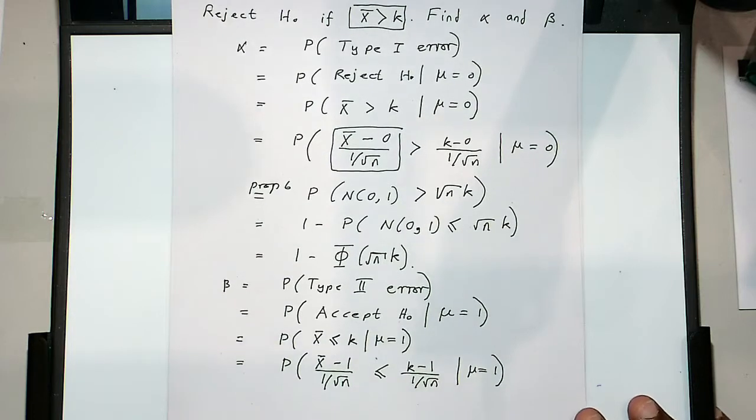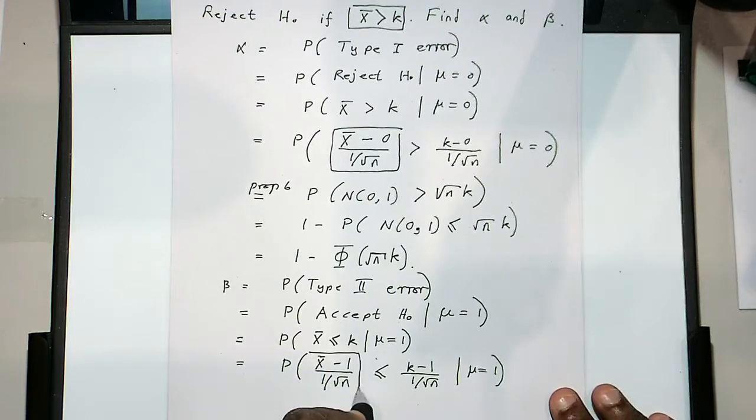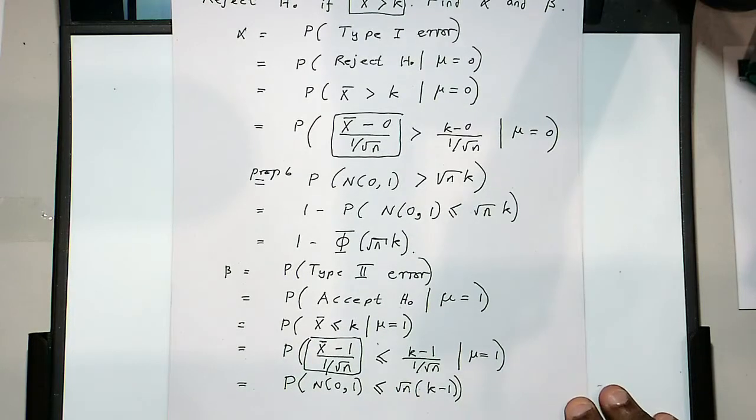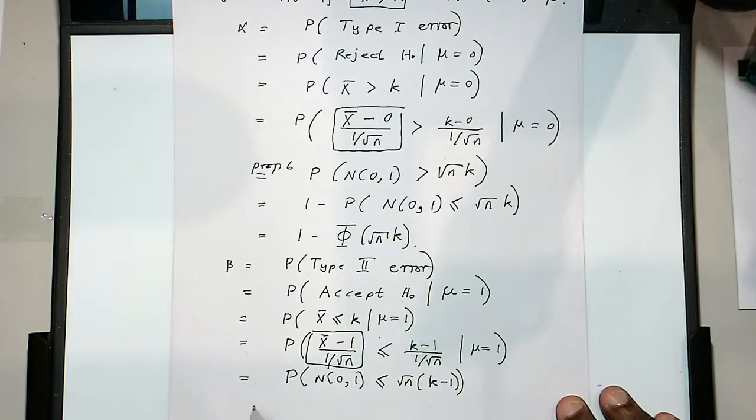Okay. Now, again, by property 6, this guy here has a standard normal distribution, right? So what you have is the probability that N(0,1) is less than or equal to root n times k minus 1. Again, we no longer need the conditioning because the conditioning has been used to argue that this has the standard normal distribution. So the final answer is phi of that.